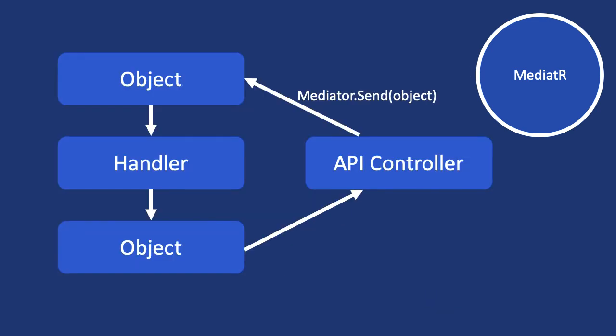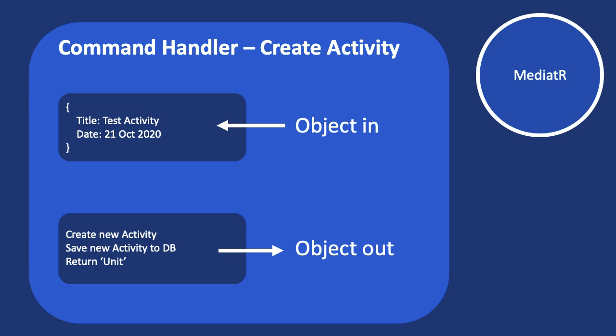And just to clarify what we're doing here, our API controllers are going to use the mediator.send function to pass an object to our MediatR handler. Our handler is going to process some logic and send out an object. If we take a look at an example of, say for instance, creating an activity, we'll pass in the properties of this particular object. In terms of an activity, it might have a title and a date. In between the object in and the object out is going to be our handler logic. And this is going to create a new activity, save the new activity to the database.